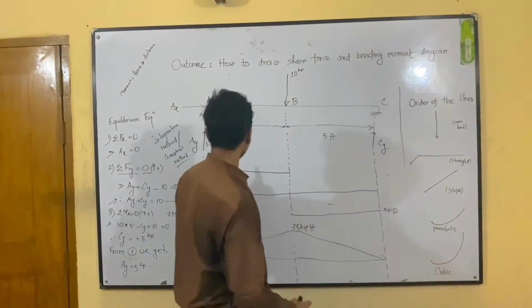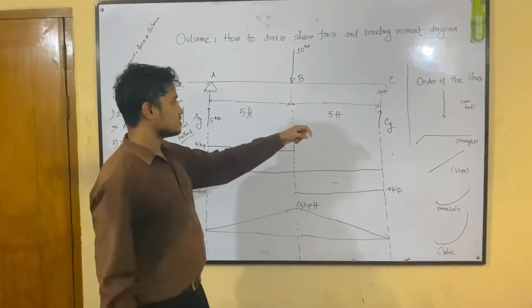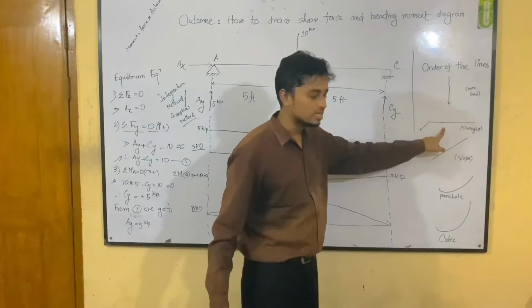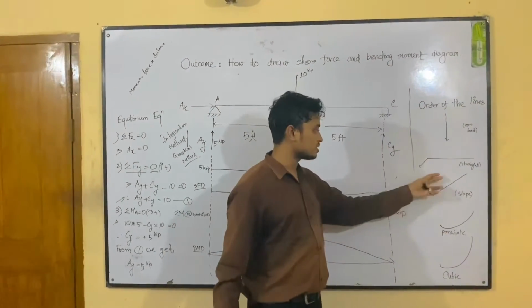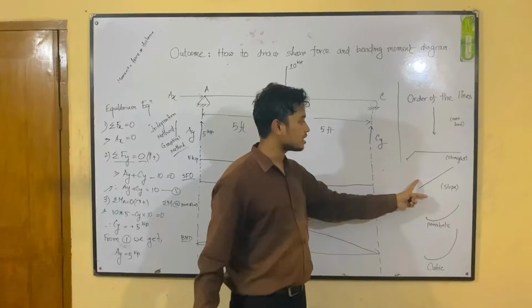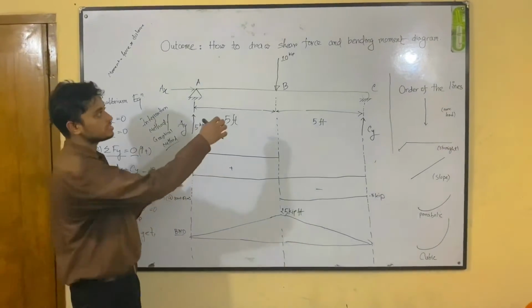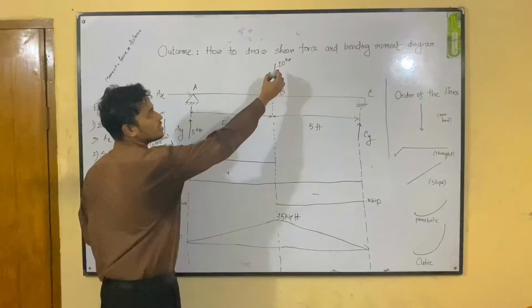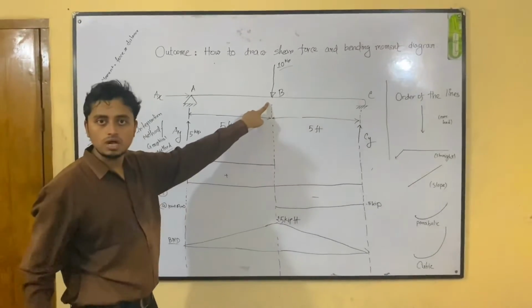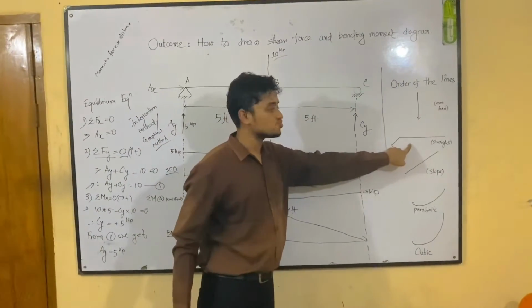To draw the shear force diagram, we need to know this order of the lines. If the problem gives a concentrated load, then the shear force diagram will look like a straight line, and so on. If the load is a straight line, then the shear force diagram looks like a sloped line. In the problem we see a 10 kip force, which is a concentrated perpendicular load. So our shear force diagram will be a straight line.